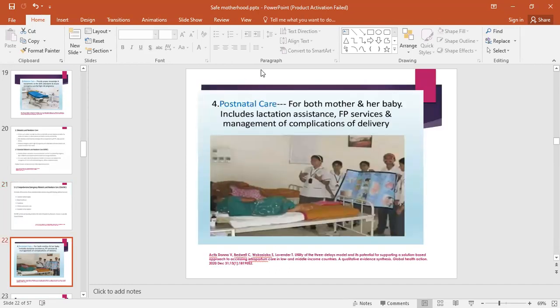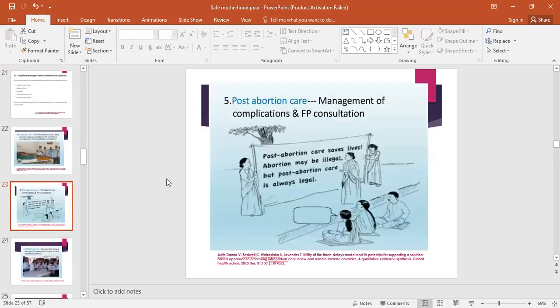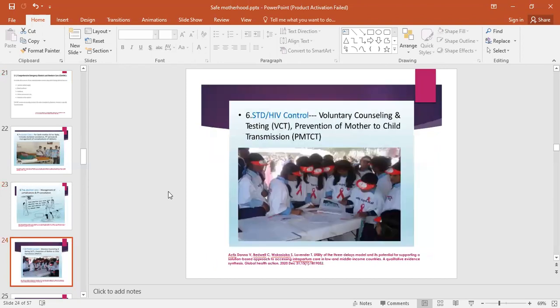Postnatal care for both mother and her baby includes lactation assistance, family planning services, and management of complications of delivery. Post-abortion care, management of complication and family planning consultation. Post-abortion care saves life. Abortion may be illegal, but post-abortion care is always legal. STD and HIV control, voluntary counseling and testing, prevention of mother to child transmission.